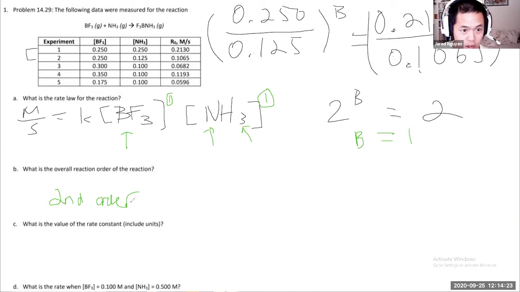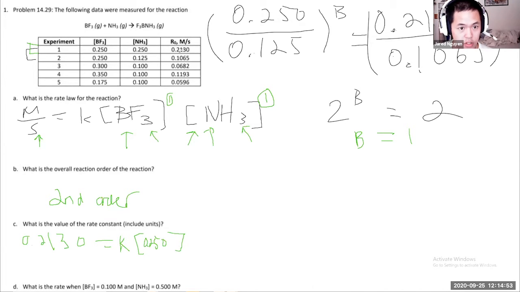So the value of the rate constant. We know these values right here. We have values for all of these. So all we need to do is, let's do the first experiment. All we need to do is just plug and chug. So the rate of the first experiment is 0.213, and that's equal to k times the concentration of BF3 raised to the first, which is 0.25, times the concentration of 0.25.